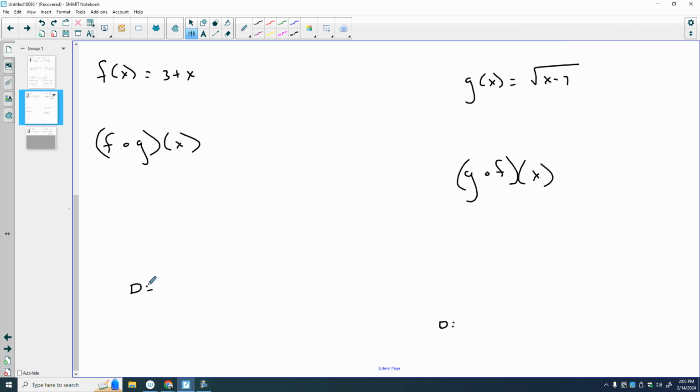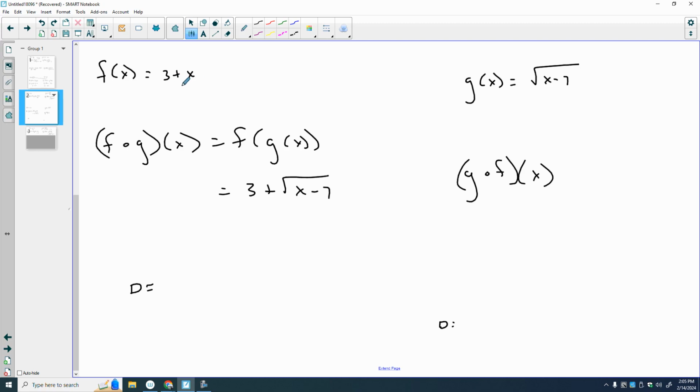Right? So g goes into f. I take f and I put g into it. So take this expression and I put it into f. So this becomes 3 plus the square root of x minus 7. What is the domain of this?